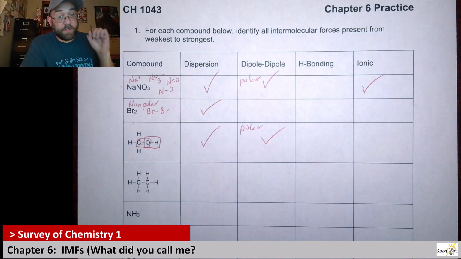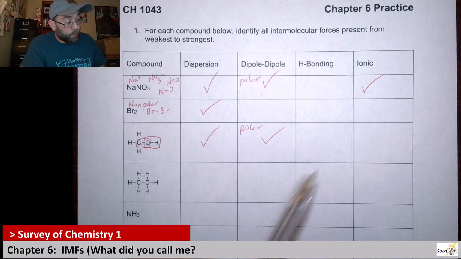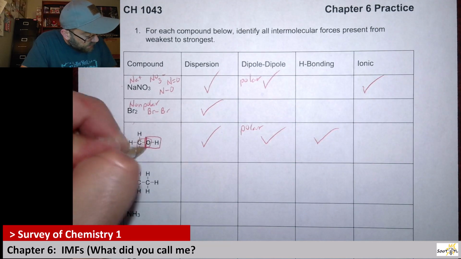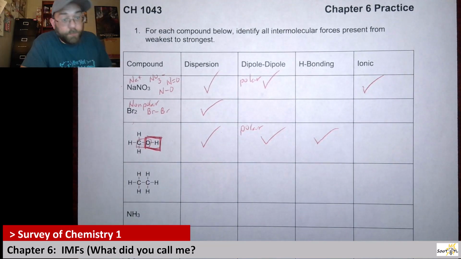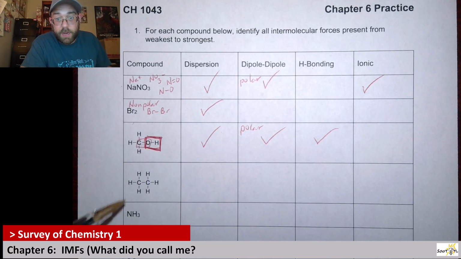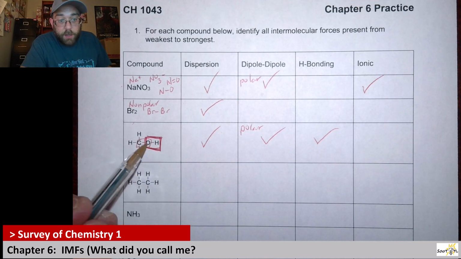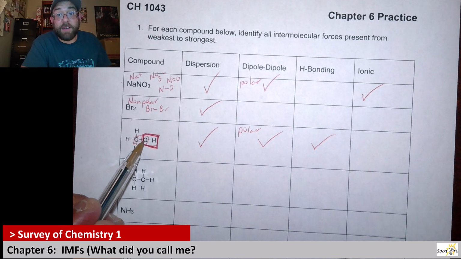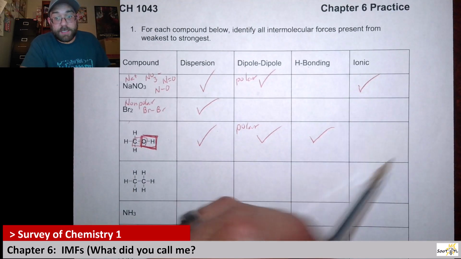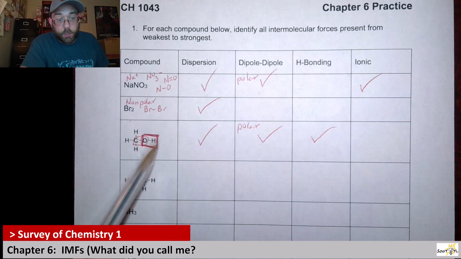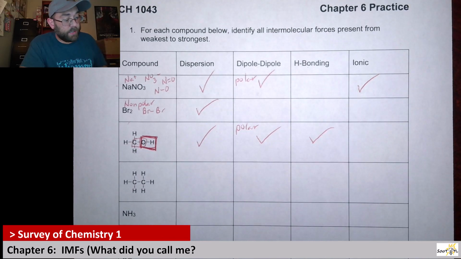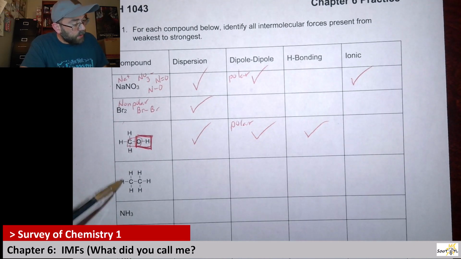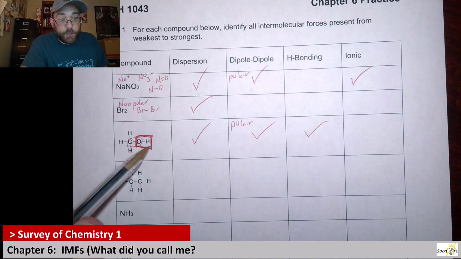Now, this has the very specific dipole-dipole of hydrogen bonding because of this bond right here between the oxygen and the hydrogen. Anytime hydrogen has a bond with either oxygen, nitrogen, or fluorine, it's going to have hydrogen bonding. All of these bonds are covalent. There's not a single ionic bond present, so we don't have any ionic stuff going on.